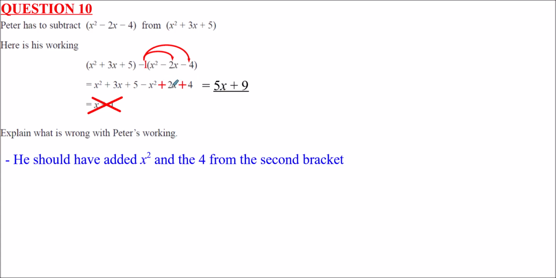Or, if you're not sure how to word it, the best thing you can do if you're unsure is just write down what it should be. So if in doubt, if you're not sure what to write down and you're finding it an awkward question, just say he should have got 5x plus 9 as his final answer, and he didn't.